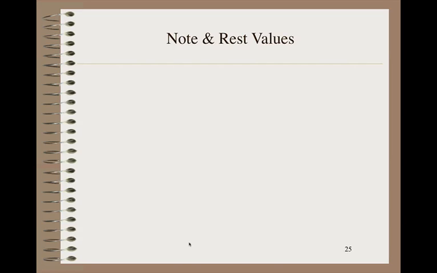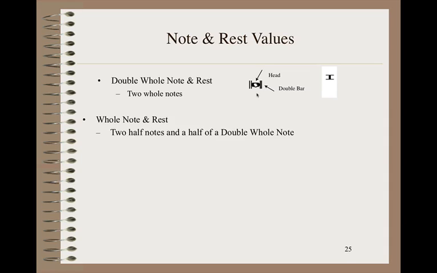Now, let's look at notes and rests. The first note and rest that we're going to look at is called a double whole note and a double whole rest. You don't see many of these, so I'm not going to spend a lot of time on that, but it is possible to have a double whole note and a double whole rest. More commonly, though, you do see whole notes. And when we have just the note here, that is called the head of the note.